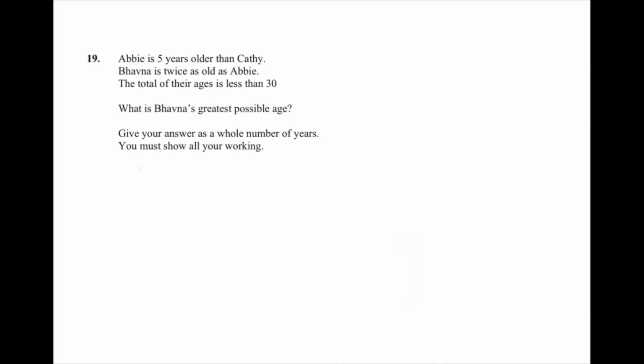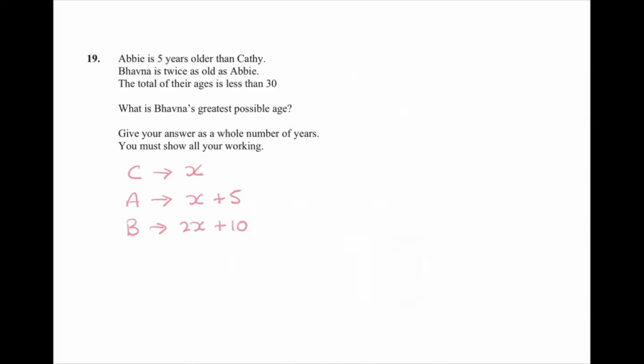If I knew Kathy's age, well, I don't. So I am going to assign her x. That's a number I don't know. It's Kathy's age. And then I can express everybody else's. So Abby is 5 years older. So it's Kathy's age plus 5 more years. And Bhavna is twice as old as Abby. So I need to double Abby's. So 2 lots of the x and 2 lots of the 5.